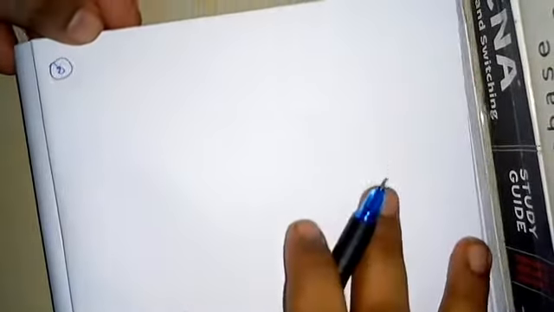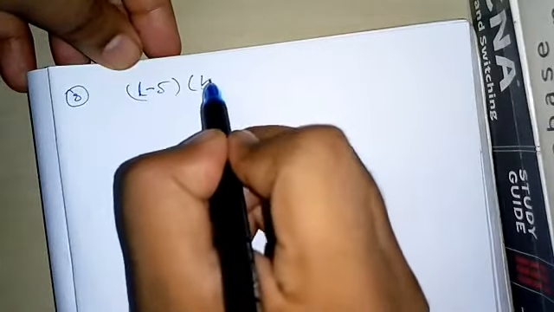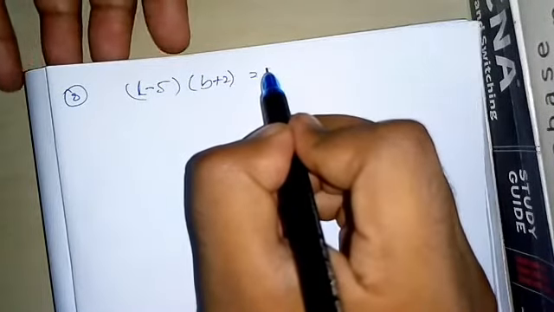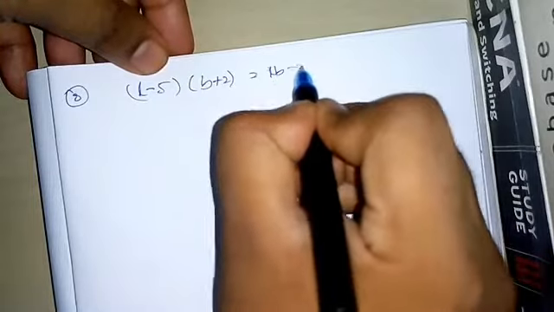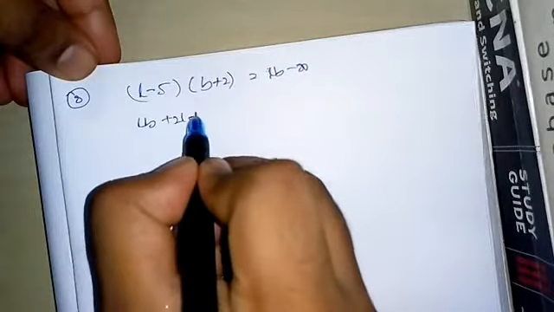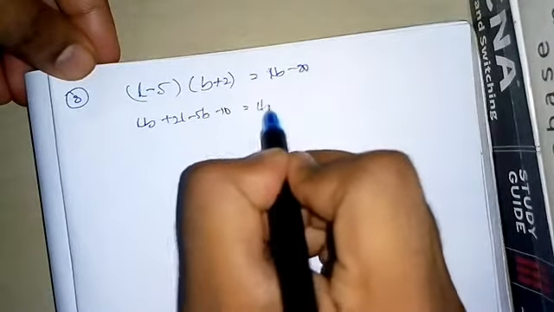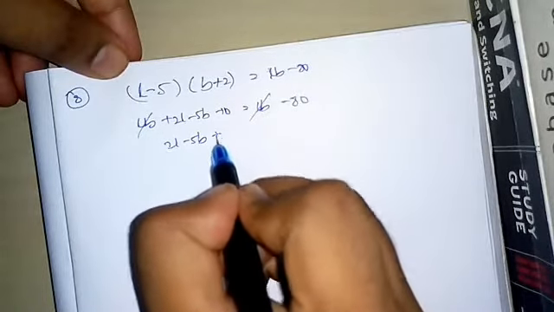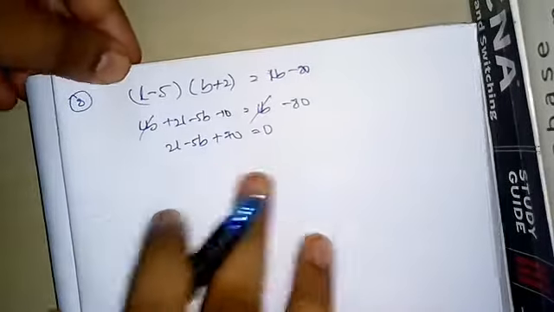Next is 8th question. Area of a rectangle gets reduced by 80 square units if its length is reduced by 5 units and breadth is increased by 2 units. Here, the area of the rectangle gets reduced by 80, so LB minus 80. Let's solve this. So LB plus 2L minus 5B minus 10 is equal to LB minus 80. LB gets cancelled. 2L minus 5B plus 70 is equal to 0 is the first equation.